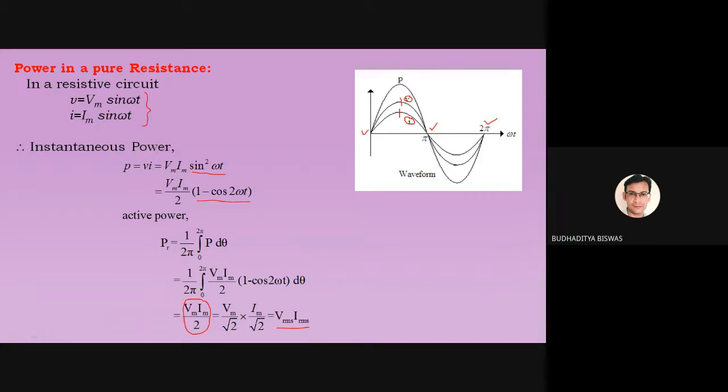Got it? Yes, sir. You see, sir, the power is also in the same phase. When the voltage and current are originating, the power is also originating. When they become zero, the power also becomes zero, because it is just the multiplication of these. Okay, so voltage, current, and power. Acha, is this figure correct or wrong?